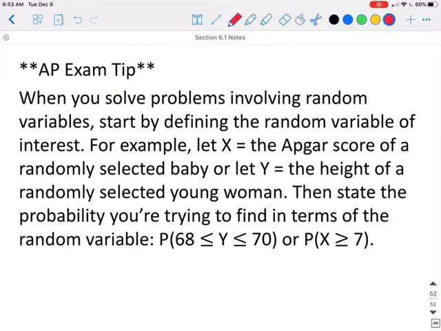When you go to take your AP exam and solve problems involving random variables, start by defining the random variable of interest. For example, we let x equal the APGAR score for the baby selected in previous sections. In this section, we let y equal the height of a randomly selected young woman. Then state the probability you're trying to find in terms of that random variable. So we're looking for the probability that 68 is less than or equal to y, which is less than or equal to 70, or the probability that x is greater than or equal to 7. But before you use those x's and y's, make sure you properly define what they are first.